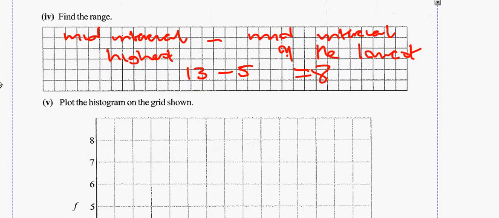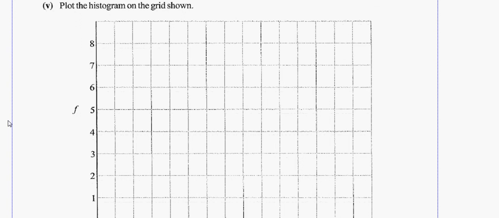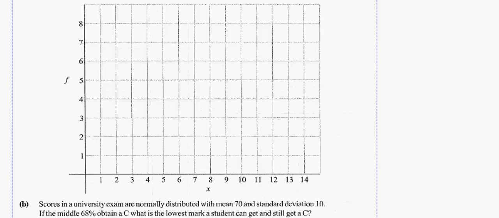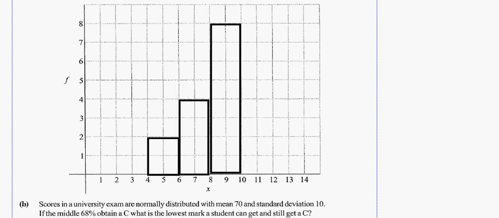Next thing we're asked to do is to draw a histogram as shown. So what we did here was we drew the histogram: 2 people from 4 to 6, 4 people from 6 to 8, 8 people from 8 to 10, 5 people from 10 to 12, and 1 person from 12 to 14.